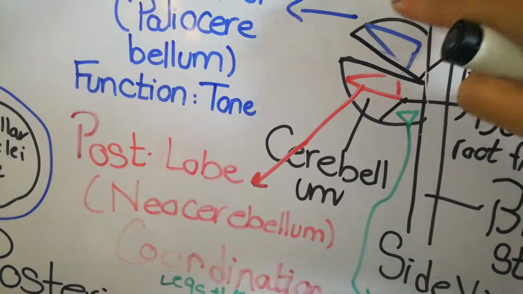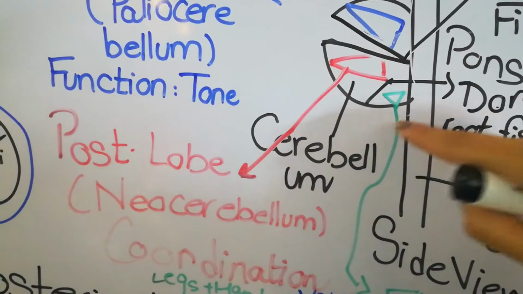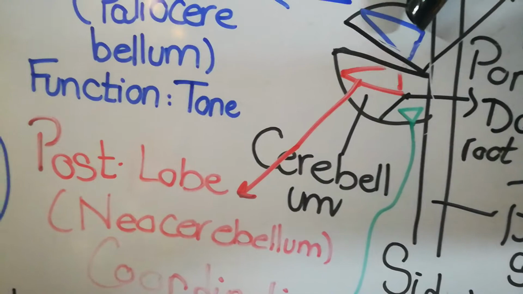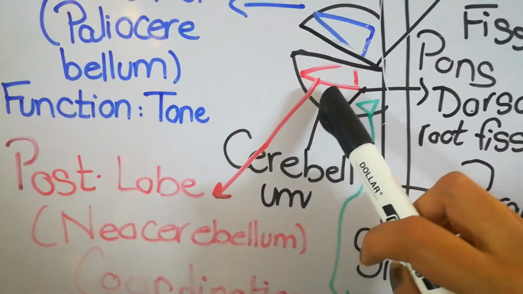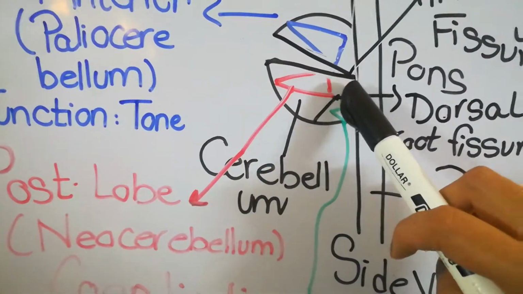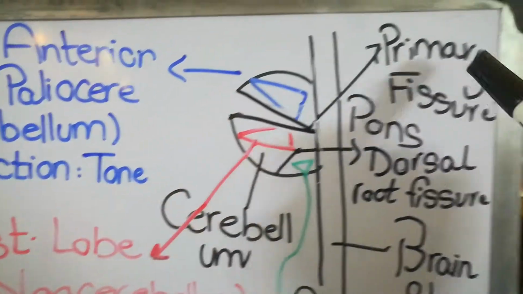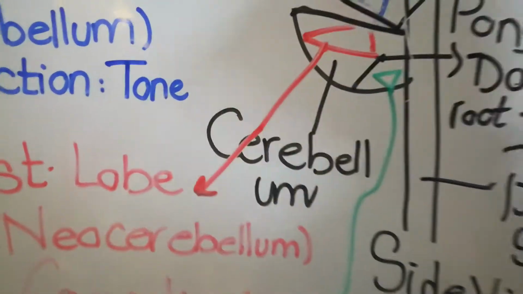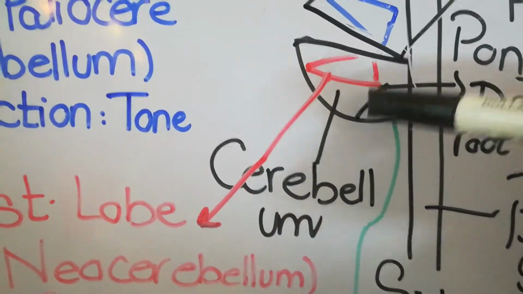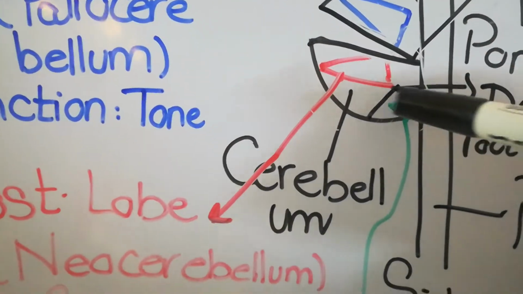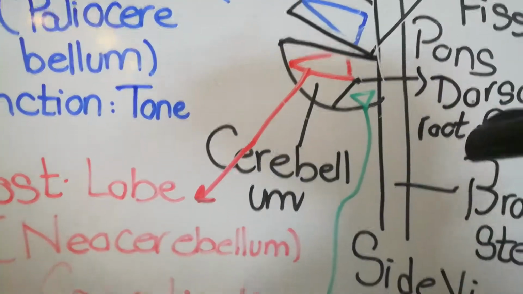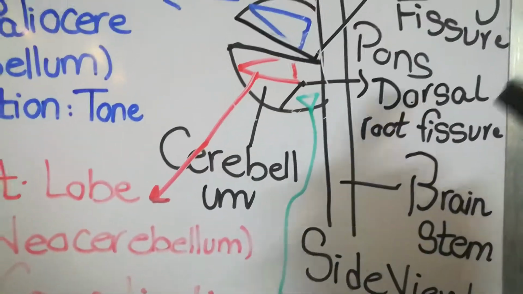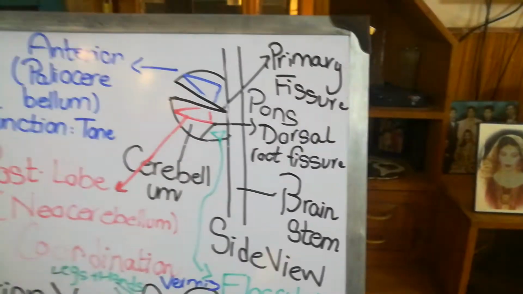Now you can see that there are some separations. This depression that separates the blue color anterior lobe of the cerebellum from the posterior lobe is called a fissure, and the name of this fissure is the primary fissure. Same is the case here with the short line I've drawn, which separates the red color posterior lobe from the green color flocculonodular lobe, and this fissure is called your dorsal root fissure.